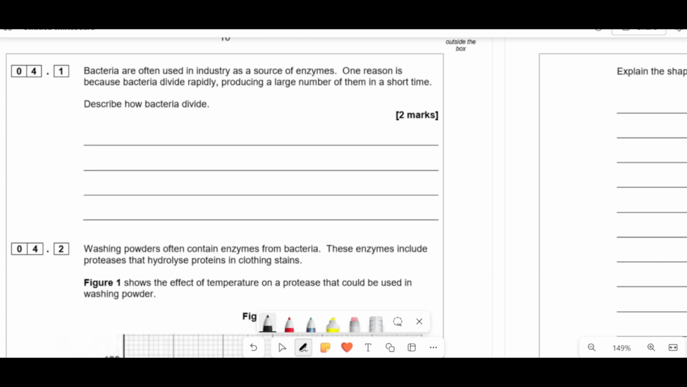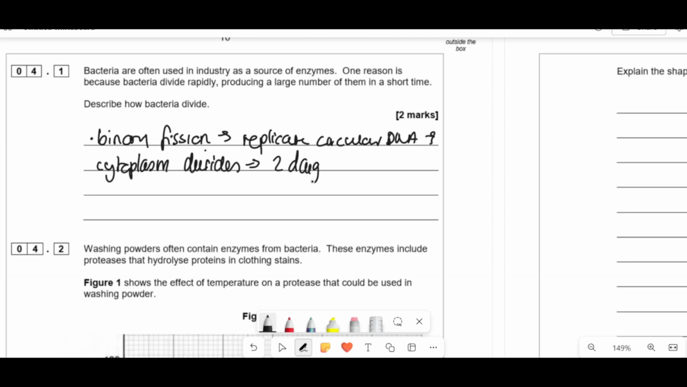Describe how bacteria divide. This is by binary fission. What happens is you replicate the circular DNA, and then the cytoplasm divides, and then you get 2 daughter cells with a single copy of the DNA loop, or circular DNA.